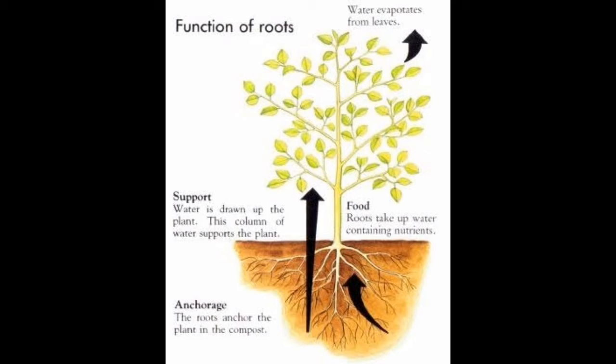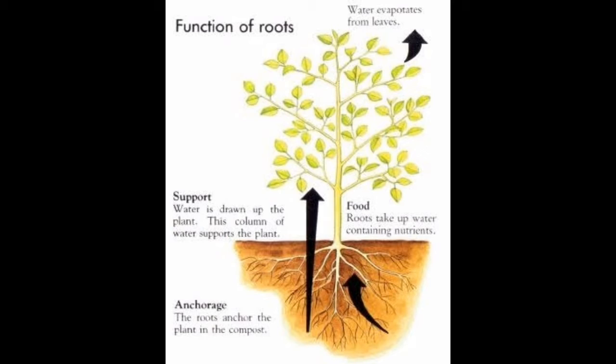So what are the functions of roots? You can see in this picture. So roots are very helpful for the plant. Because of root only plant is getting support, water is drawn up by the plant. Okay, so root anchors the plant in the compost and roots take up water containing nutrients. Okay, so root is very important for the plant.